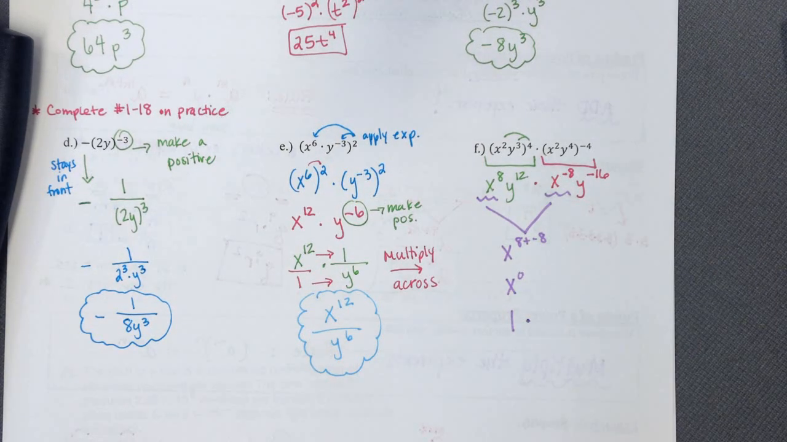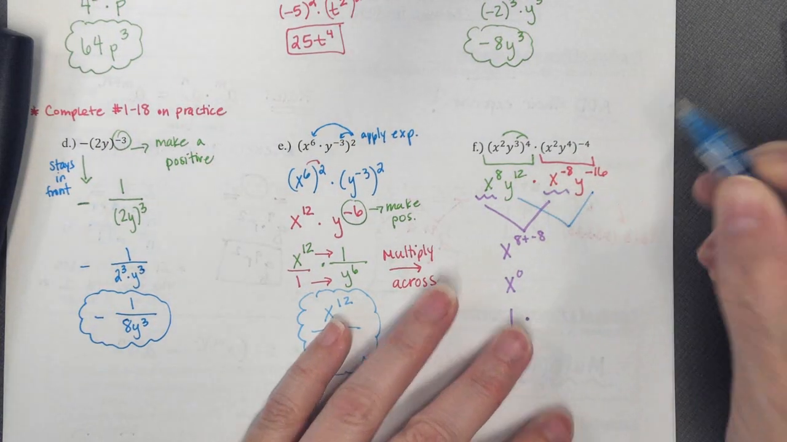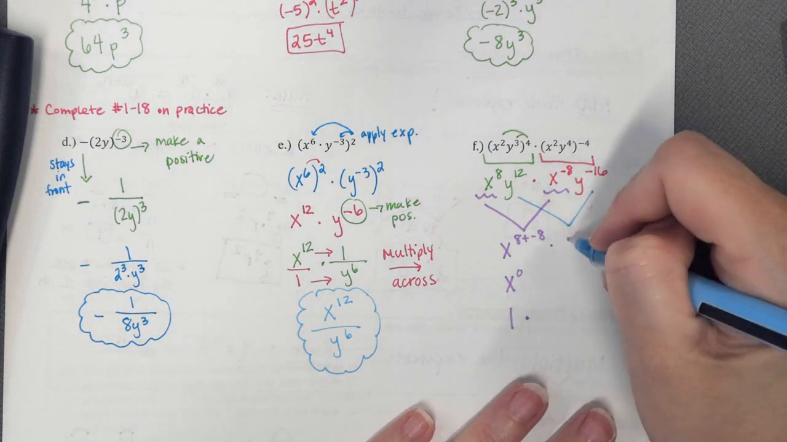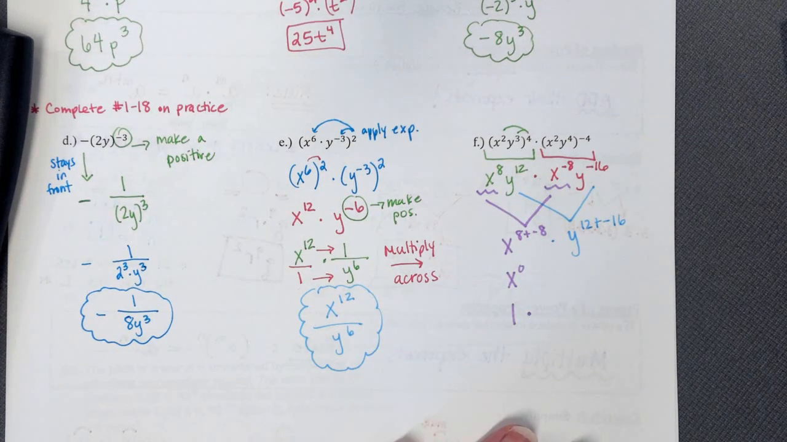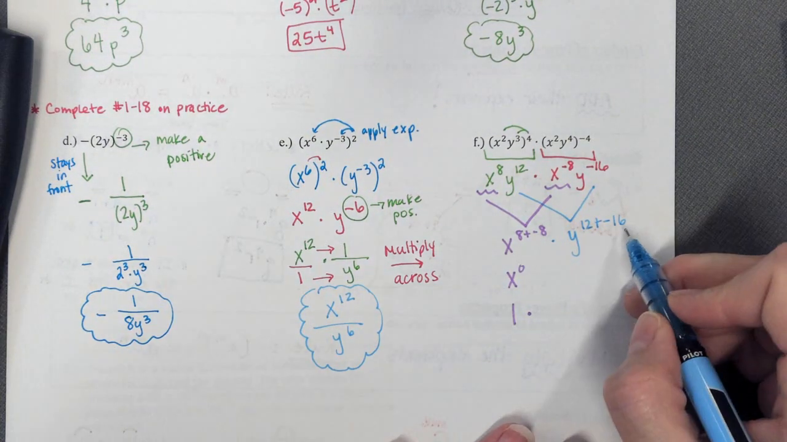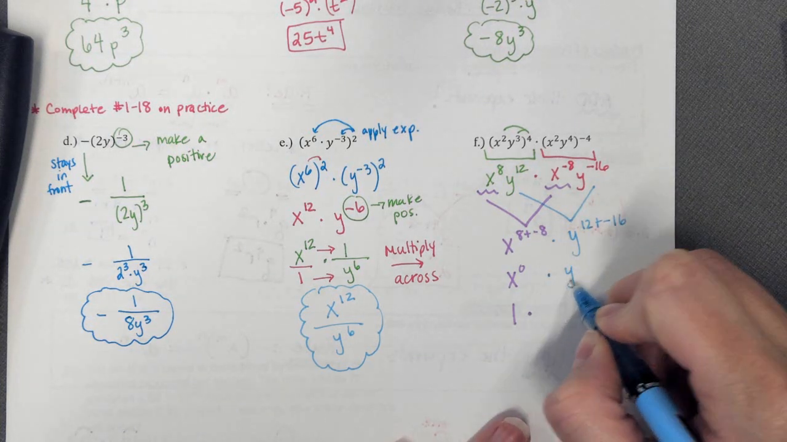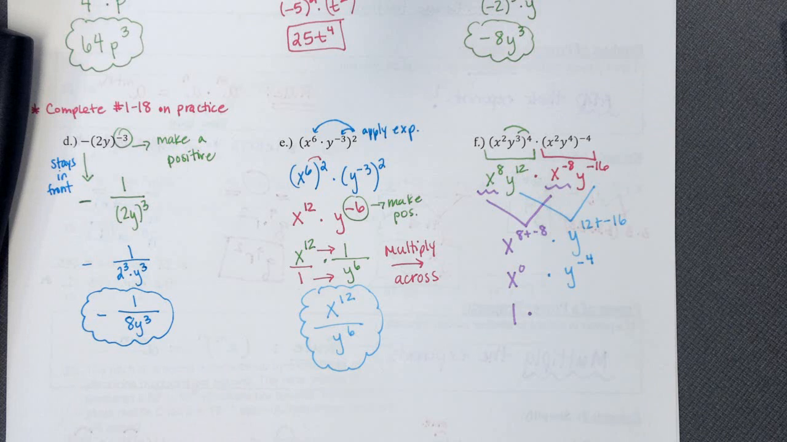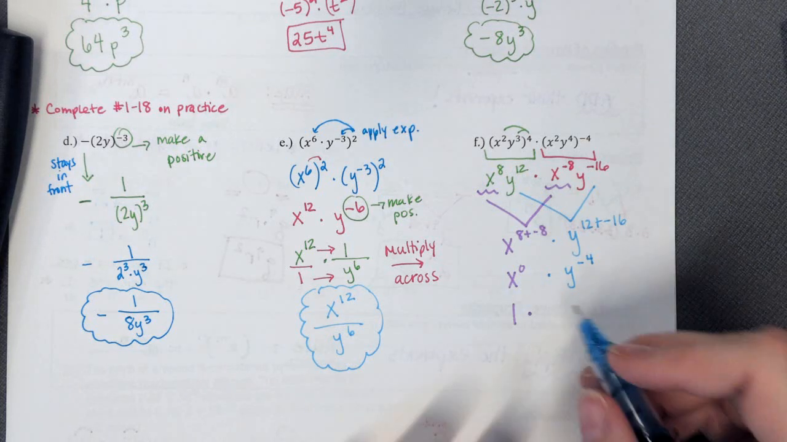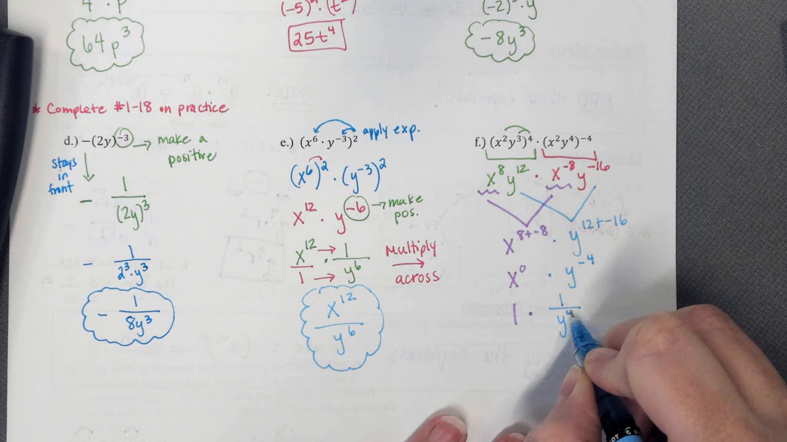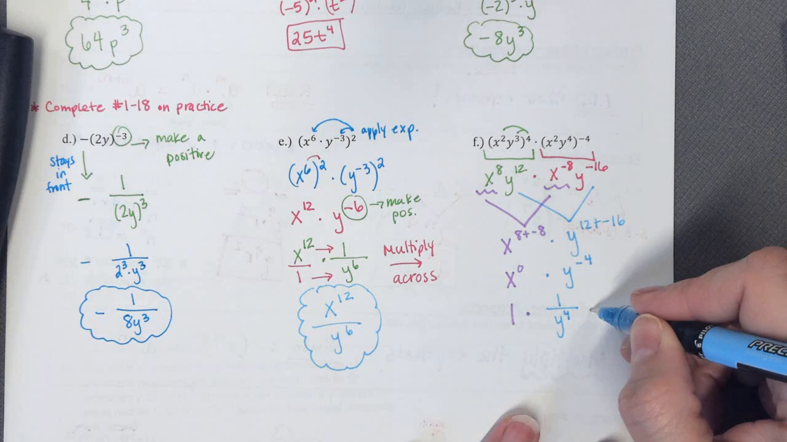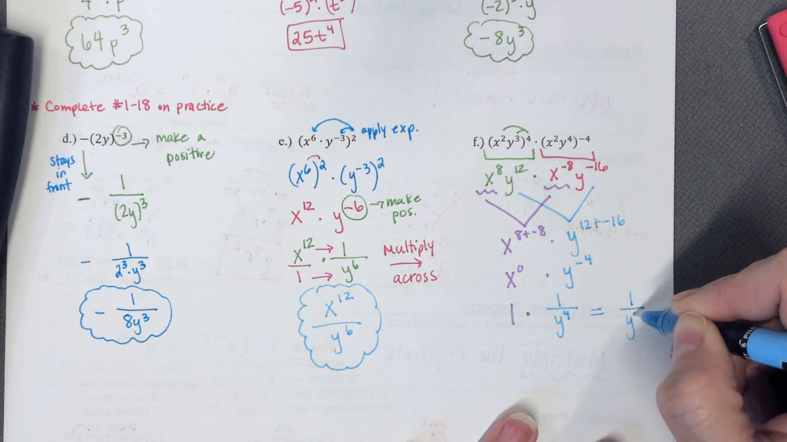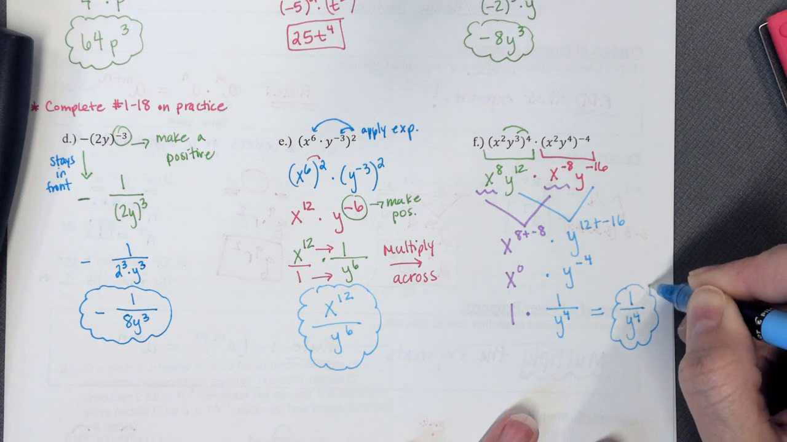You're going to end up multiplying that by what you get when you simplify these two together. So here, it's times y to the 12 plus negative 16. Okay, so I know 16 minus 12 is 4, so this is going to be y to the negative 4. But anytime you have a negative, you have to put it over 1 to make it positive. And isn't anything times 1 just itself? So all I'm left with is this, 1 over y to the 4th.